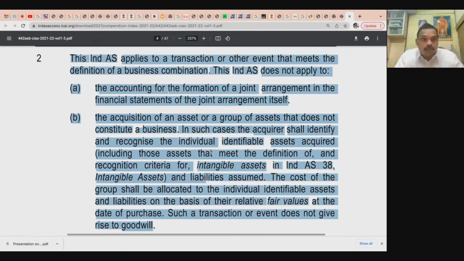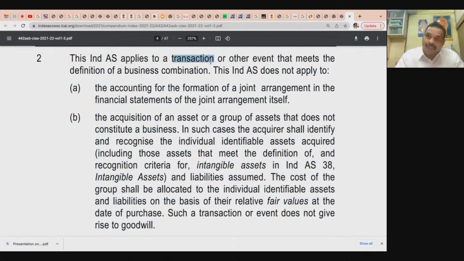This Ind AS applies to a transaction or other event that meets the definition of business combination. I want to make one observation here, that the term business is also defined. The term business combination is also defined. That is why Appendix A is very important. Read Appendix A. This Ind AS does not apply to the accounting for formation of a joint arrangement.